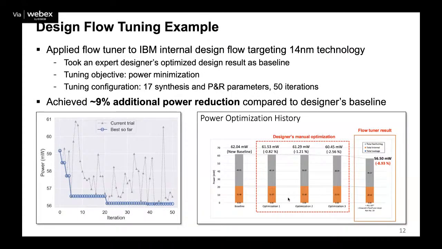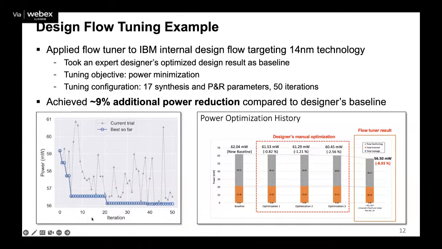So this is the key result that we produced from this work, to demonstrate the effectiveness of our flow tuner. We applied it to an internal IBM design flow targeting a commercial 14 nanometer technology. We took an expert designer's already optimized result as a baseline. The design had mature timing, so the designer specified power minimization, power optimization, as the tuning objective. We selected about 17 synthesis and PNR parameters for tuning and ran our tuner for 50 iterations, as you can see from here.